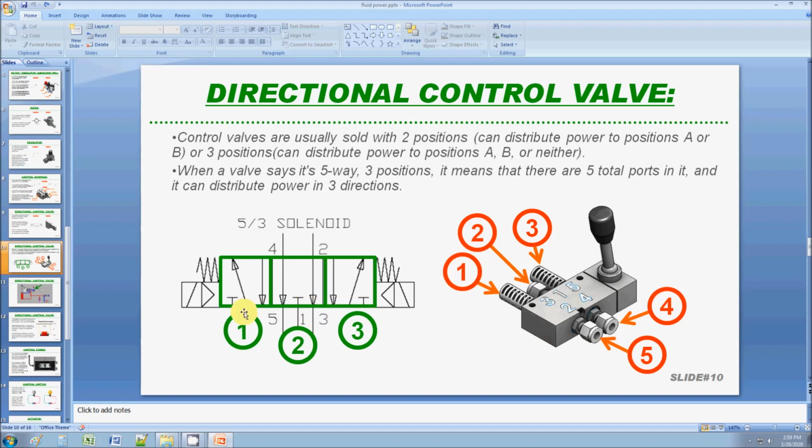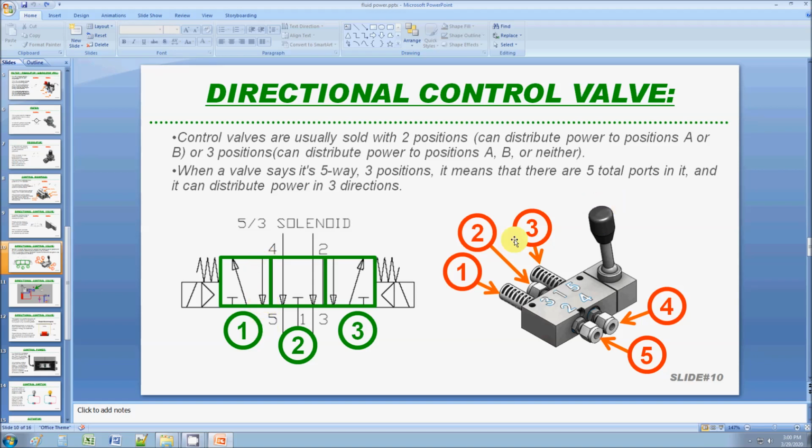If I am in position 1, I move this handle. The energy from port 1 is going to go to port 4. See, the energy is going to go 1 to 4. And then port 2 is going to exhaust to the atmosphere. As you can see here, here's port 2. 2 goes to atmosphere.